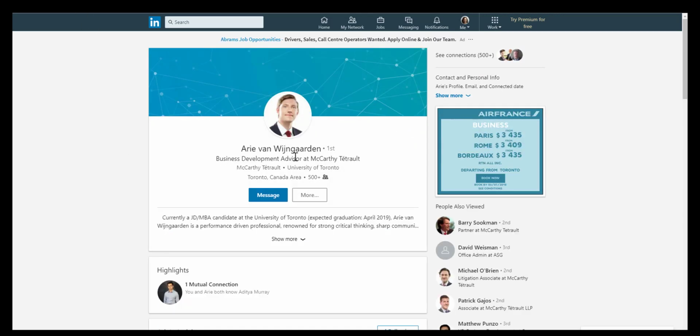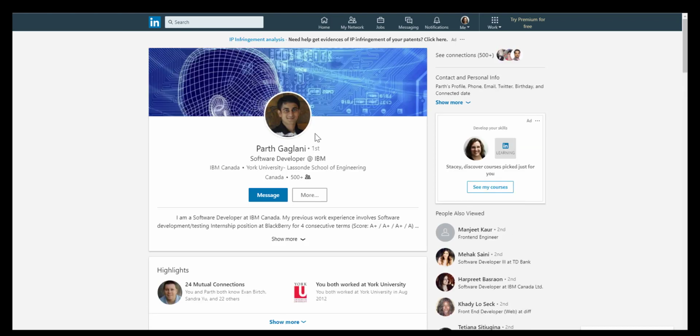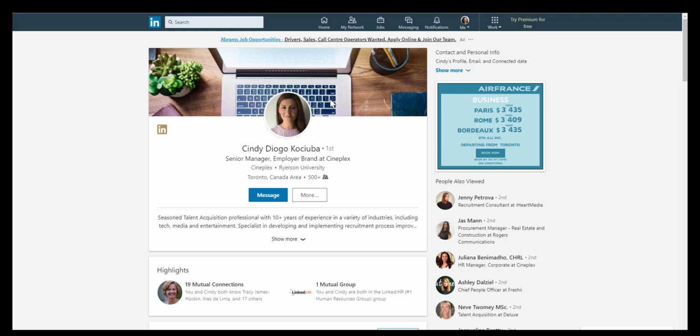So here's Ari's profile. He's got a nice suit and tie on. He's looking straight at the camera, nice smile there. I like Parth's profile because he is a computer engineer. So he's really used this background photo to take advantage of kind of helping to show his skills and his interest as well. I like Cindy's photo. Again, a very professional looking photo.